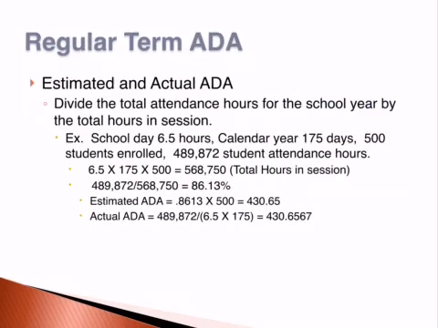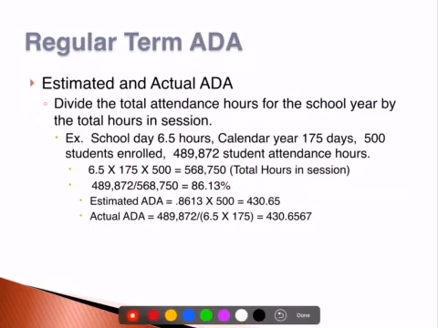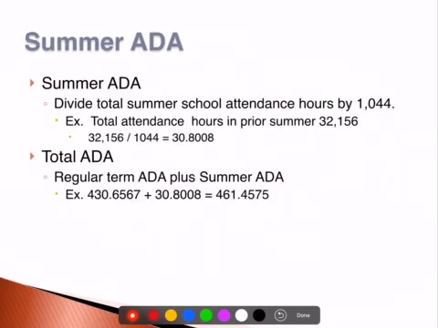So let's talk about weighted average daily attendance. First, you start with your regular term ADA. So at the end of the year, you take the total number of hours that the students attended and you divide by the total number of hours possible. That gives you a percentage. And then you take that percentage times your enrollment, how many students are actually enrolled, and that gives you an ADA number. So in this example, you have 500 students enrolled, and then you have the total number of hours that the students attended, which would be this number right here, divided by this number right here, which is the total number of hours that school was in session. Then you get your percentage, and you take that percentage times your enrollment, and you get your average daily attendance.